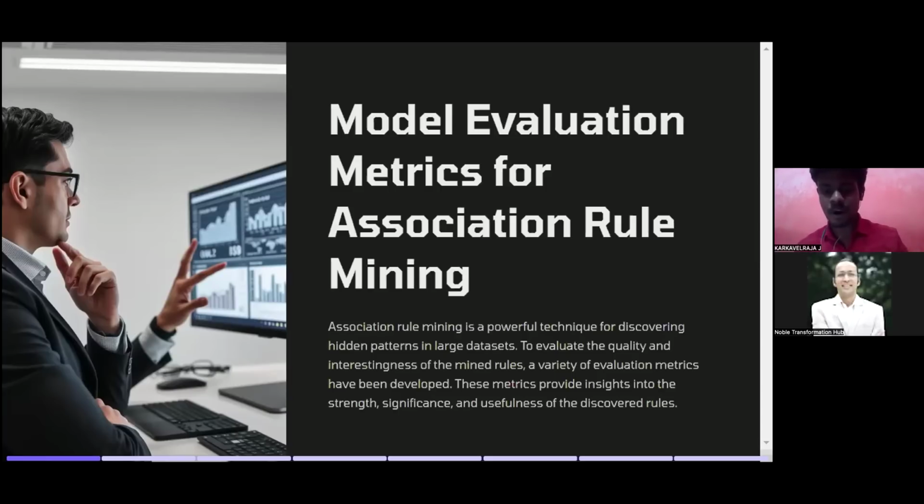Association rule mining is a powerful technique for discovering hidden patterns in a large dataset. To evaluate the quality and interestingness of mined rules, a variety of evaluation metrics have been developed. These metrics provide insights into the strength, significance, and usefulness of the discovered rules.